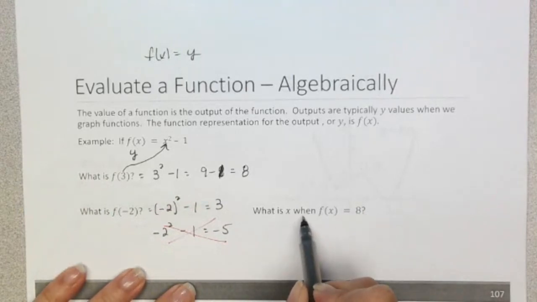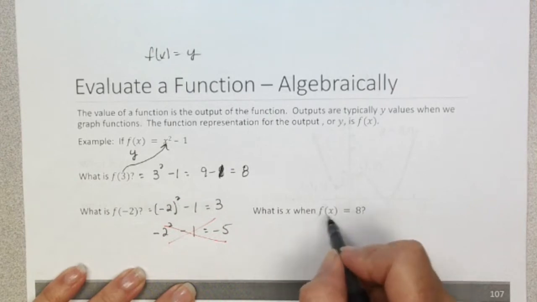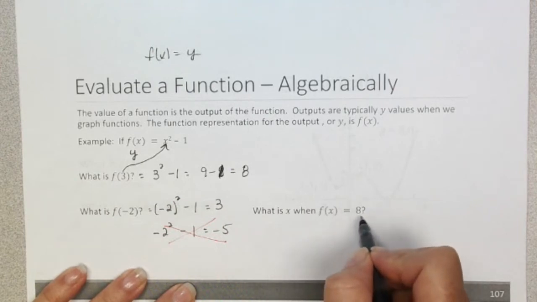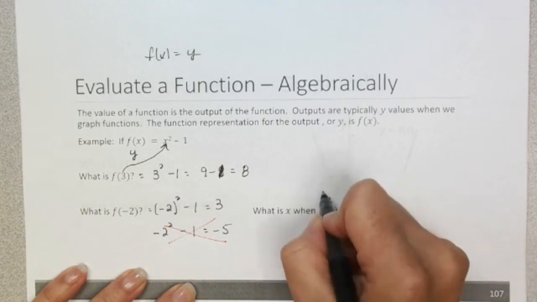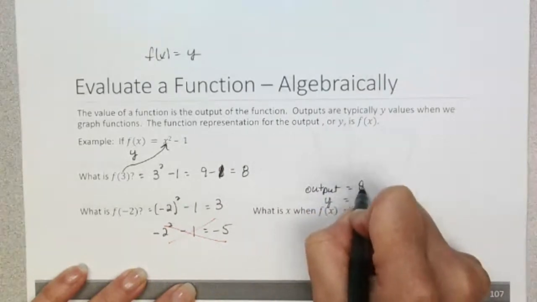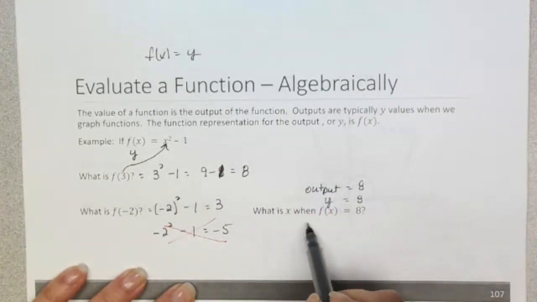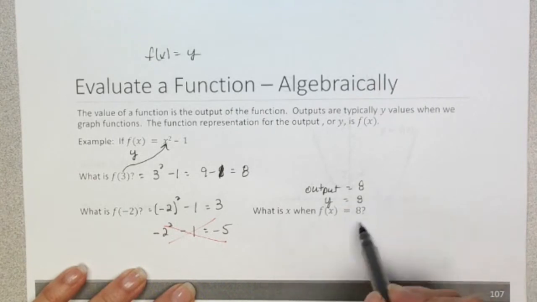There's one last question here. It's saying, what is x when f of x equals 8? Okay, what's that saying? That's saying the f of x, or the output, is 8, or y is 8, right? So what is x? We're looking for the input that gives us an output of 8, right? So what do we want to do here?